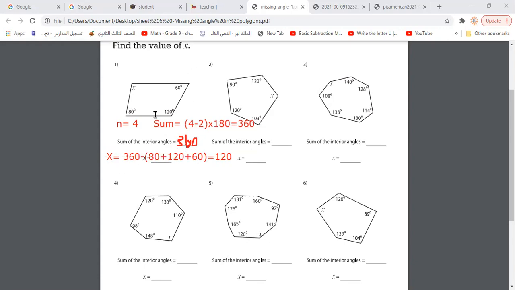Okay, then first of all, to find the missing angle for any polygon, first we have to calculate the sum. Second, we will subtract the sum minus the angles which are already in the polygon. Okay, now we will move to the next question.